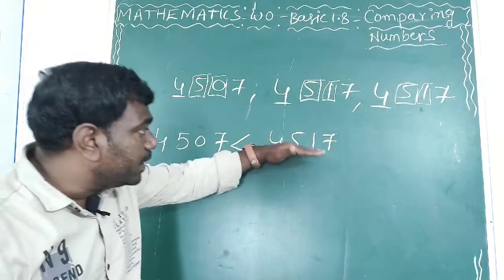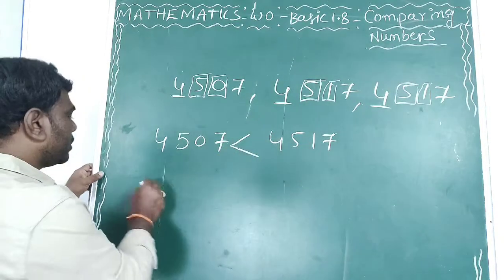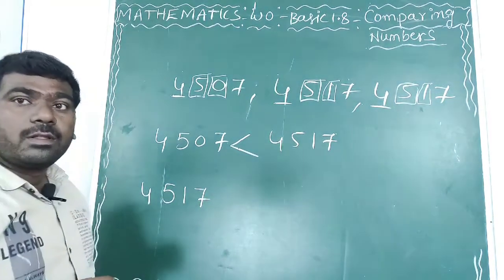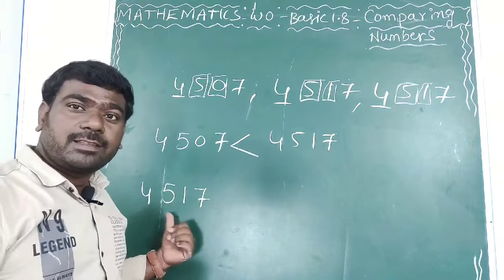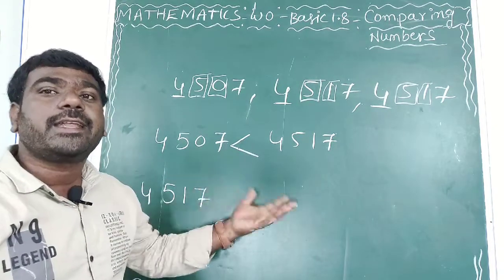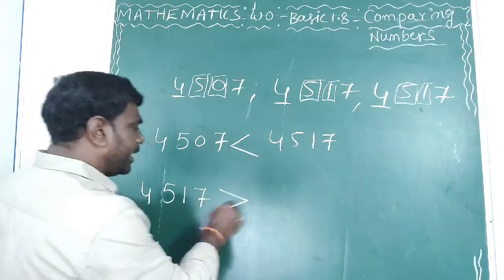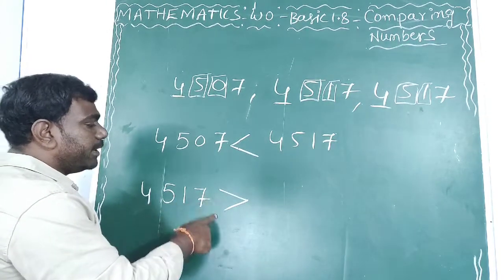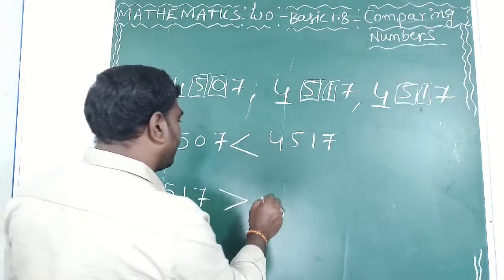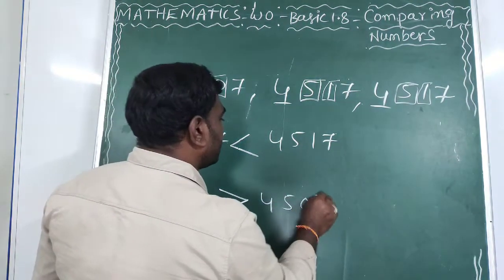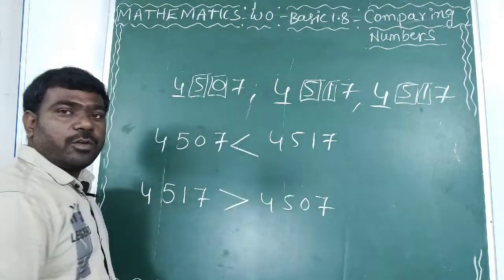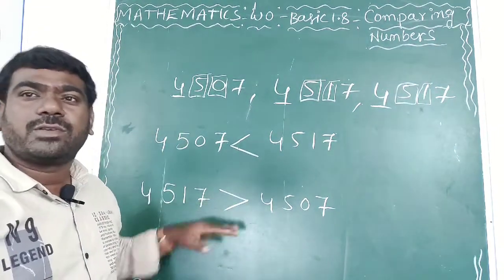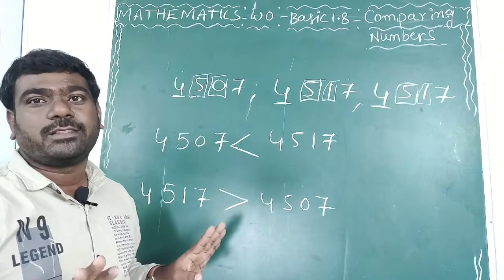Otherwise, if I take it as the first digit, suppose 4517, compared to this number, how is it? It is greater. So you have to write the greater symbol. 4570 is greater than 4507. Okay. So either we can write in this way or in this way. The answer should be the same only.